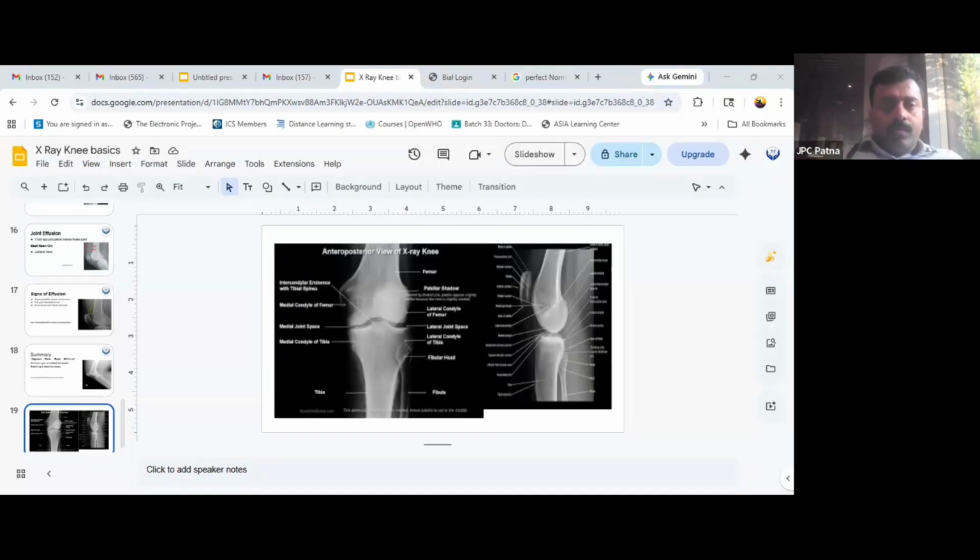Yeah, I will stop the screen sharing. Okay, there is one question: a class on MRI knee. Okay, Dr. Soumya, noted. Class on MRI knee.